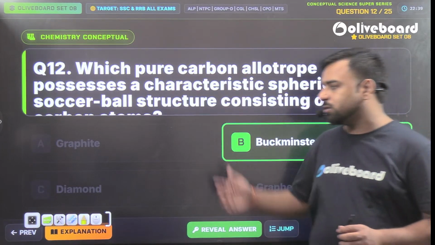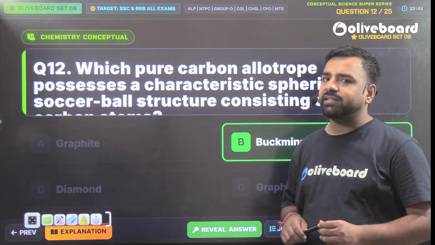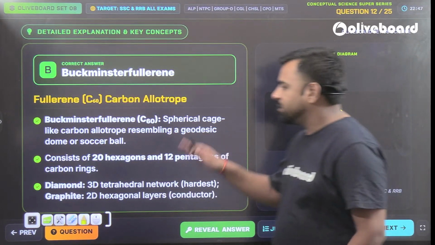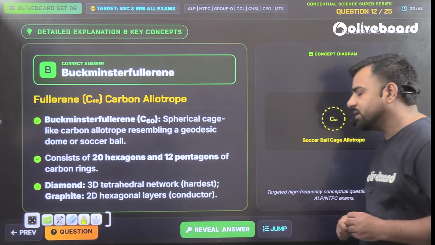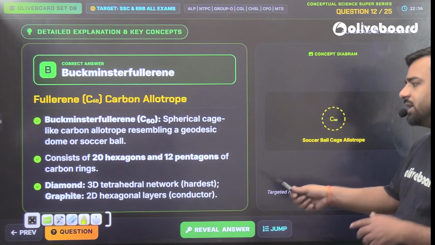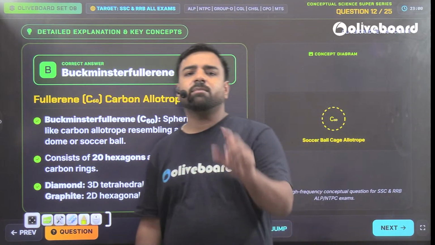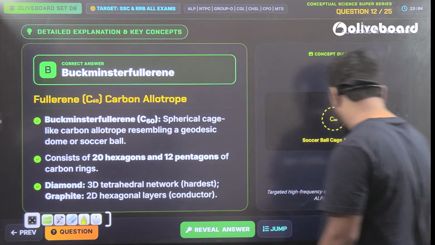But what about the other two? For graphite and diamond, you must remember they have hexagonal and tetrahedral structures. Guys, one more thing: fullerene consists of 20 hexagons and 12 pentagons of carbon rings. The tetrahedral network is of diamond and the hexagonal structure is of graphite. Although graphite is a non-metal, it is still a good conductor of electricity. That's also an important question. What about next?